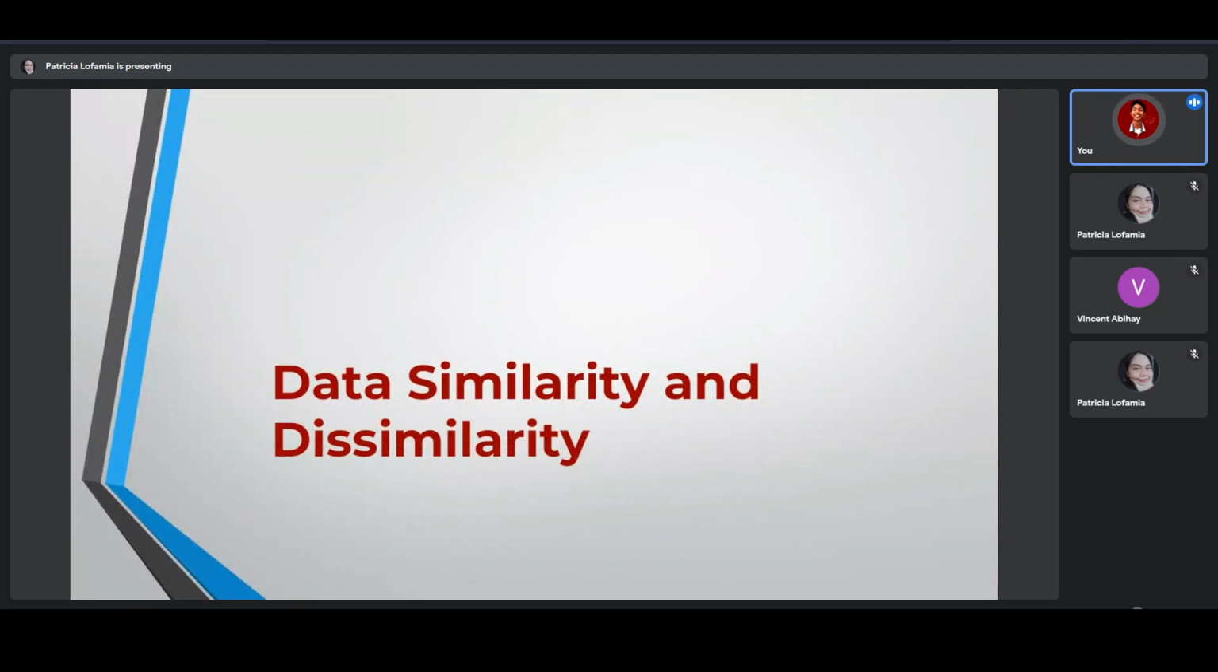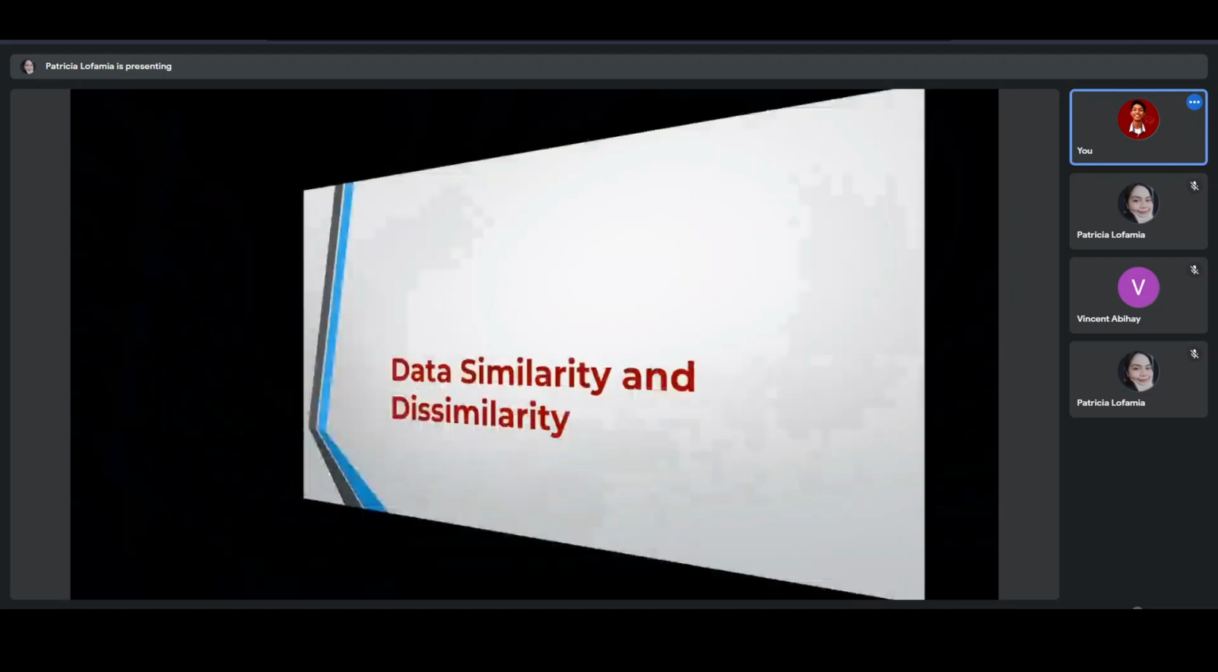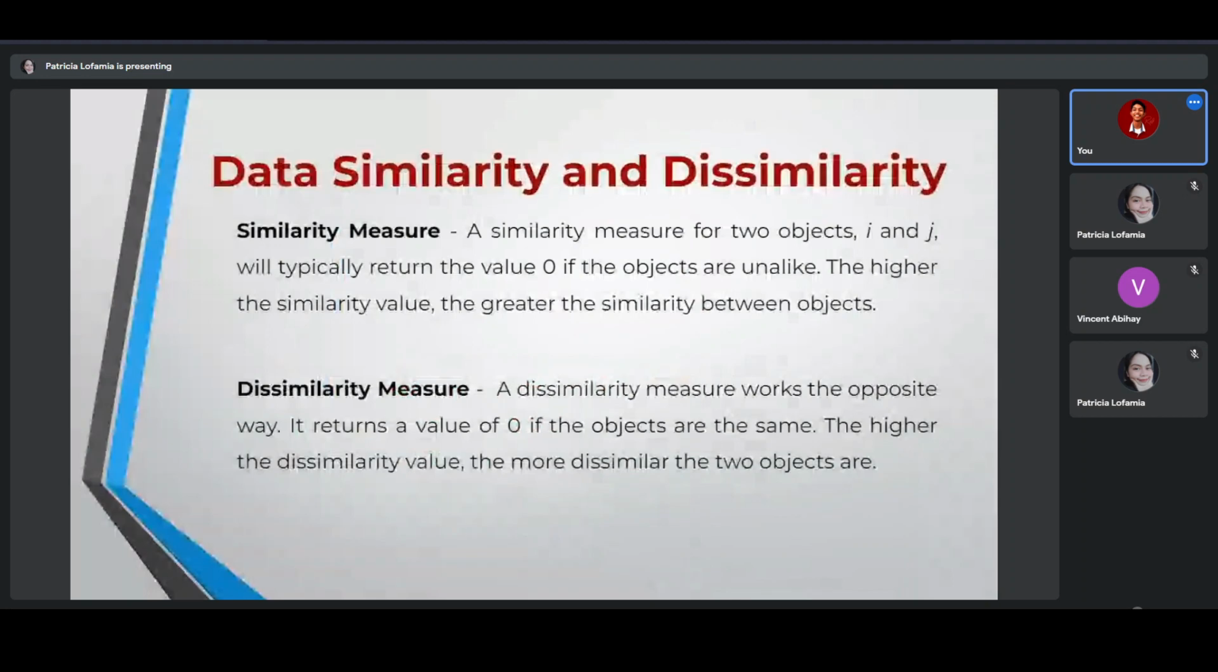Data similarity and dissimilarity. Similarity measure. A similarity measure for two objects i and j will typically return the value 0 if the objects are unalike. The higher the similarity value, the greater the similarity between objects. Dissimilarity measure. A dissimilarity measure works the opposite way. It returns a value of 0 if the objects are the same. The higher the dissimilarity value, the more dissimilar the two objects are.